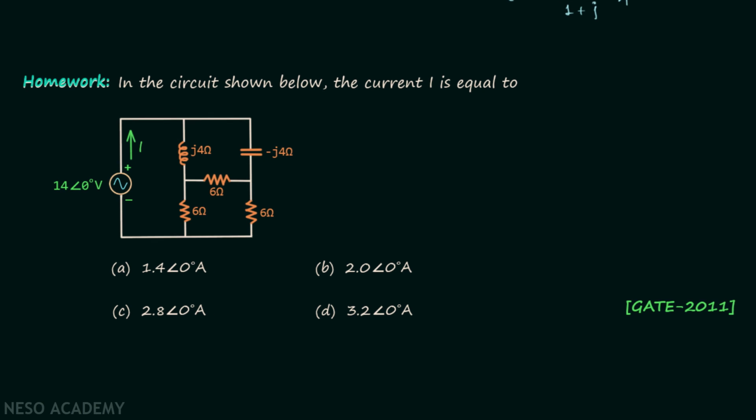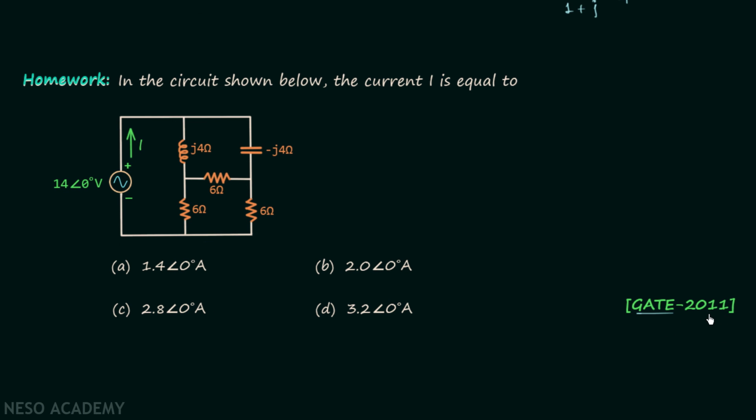The homework problem is taken from the GATE 2011 ECE paper, and you are required to find out current I. So try to solve this question, and once you have your answer, post it in the comment section.